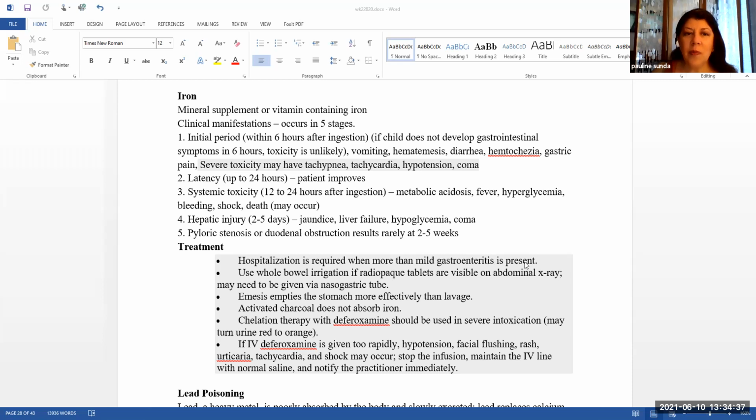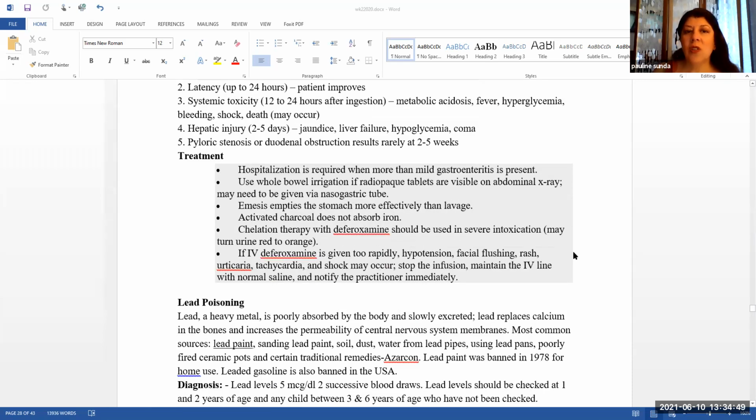The fifth phase would be pyloric stenosis or duodenal obstruction. Although it rarely occurs, it can occur 2 to 5 weeks after ingestion. Treatment, what are we going to do? Hospitalization is required when more than mild gastroenteritis is present. Use whole bowel irrigation if radio-opaque tablets are visible on abdominal x-ray. This may need to be given via the nasogastric tube.